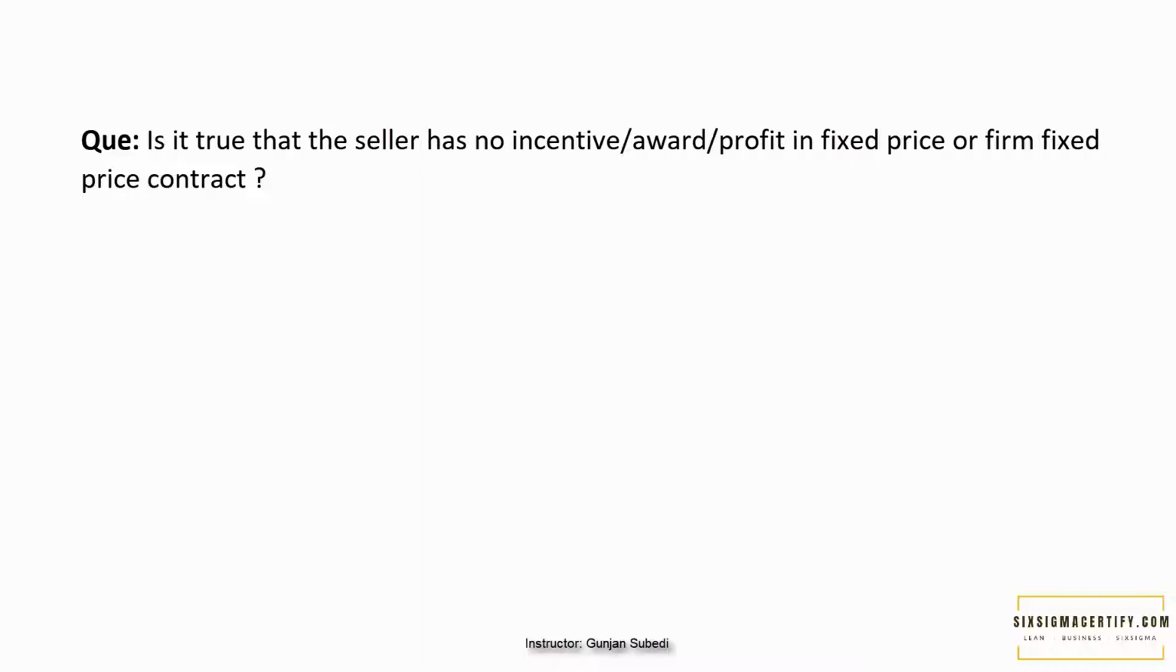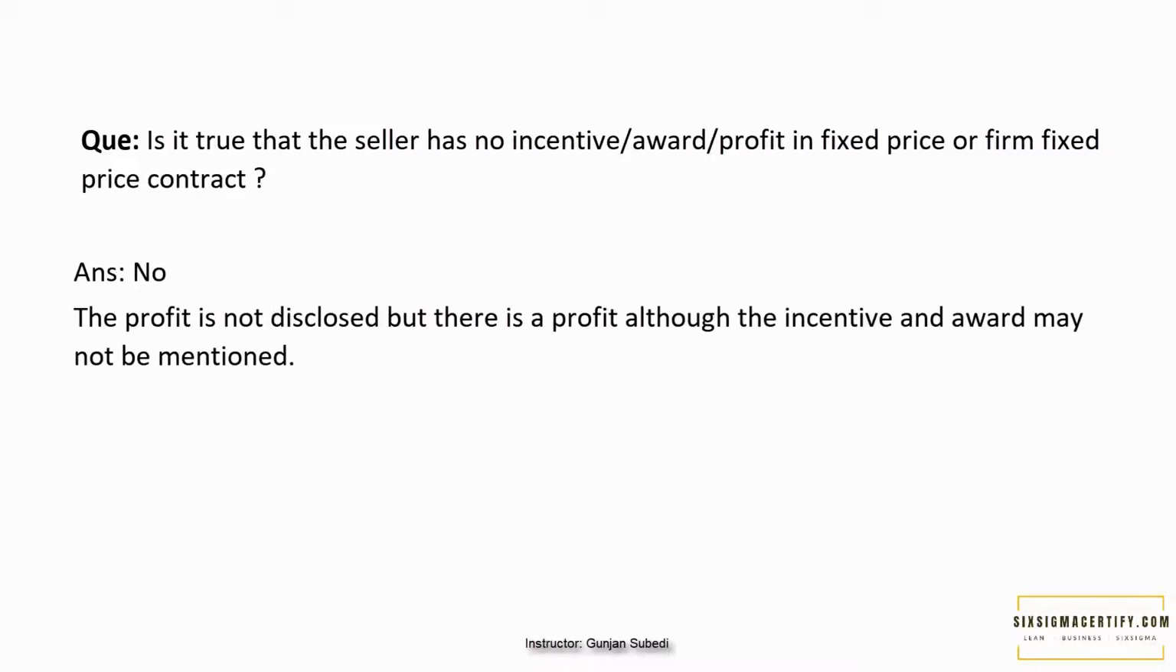Second question: is it true that the seller has no incentive, award or profit in the fixed price or firm fixed price contract? The answer is no. The profit is there, but it is not disclosed. Although the incentive or the award is not there, certainly there could be profit.